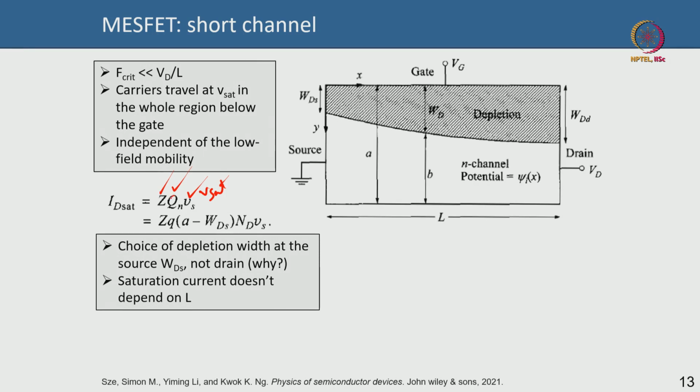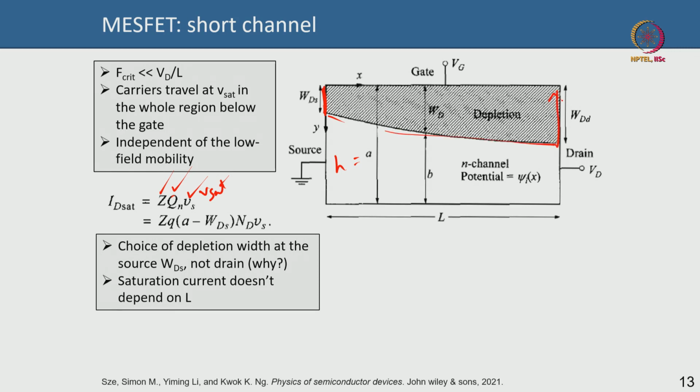Now, if this is from a different textbook, instead of H they use this A, which is actually the H in the previous diagrams, the total width of the channel. You can see that on the source side there is a certain depletion, but on the drain side of course there is a larger depletion. We explain why that is so.